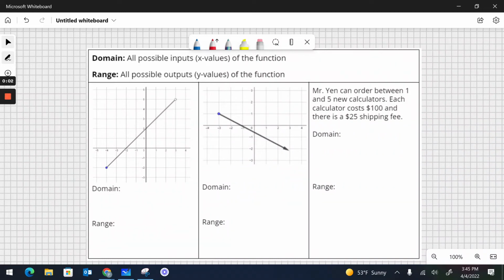These are the video notes for domain and range. The domain of a function is all of the possible inputs, which are the x values. So you want to look how far to the left it goes and how far to the right it goes.